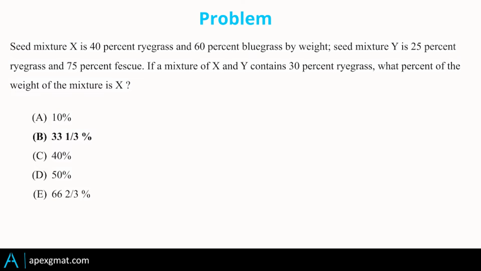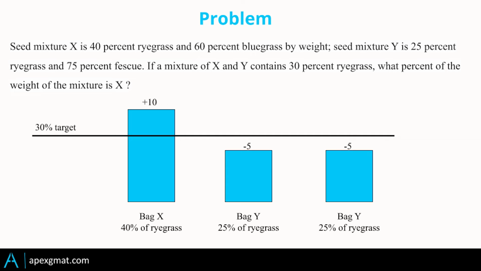We can also see this graphically. And by mapping it out graphically, we actually see this is a weighted average problem where we just don't have the weights yet. But take a look at this picture. The 40% we have from a bag of X is 10 points over. And every bag of Y has a 5-point deficit off of our target, which means that we need two bags of Y that'll make up 5 points each to distribute the 10 points we're over on X.